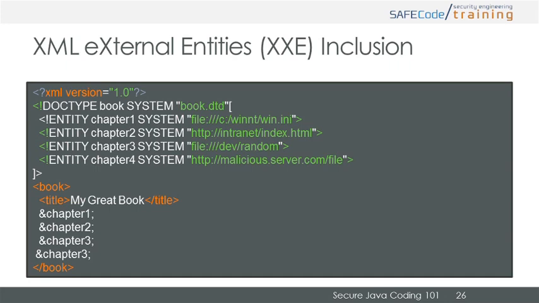Depending on how the parser has been implemented, this may or may not lead to lots of very interesting information being included in the document. In this example, Chapter 1 and Chapter 2 entities can contain lots of secret information. But more can be done. Chapter 3 can cause a denial of service attack on the parser if it decides to open the file in a Unix system. And Chapter 4 fetches malicious content from an attacker-controlled server.